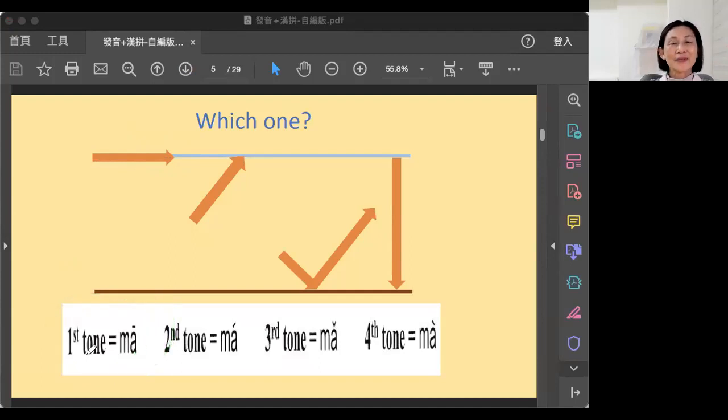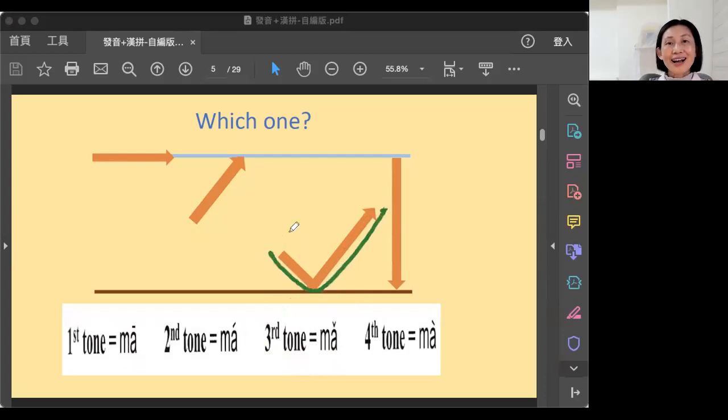Okay, now listen to me. Which tone? Mǎ, mǎ, mǎ. Which tone? Okay, let's see. Down, right? And then up, right? So it is, yes, the third tone. Repeat after me.